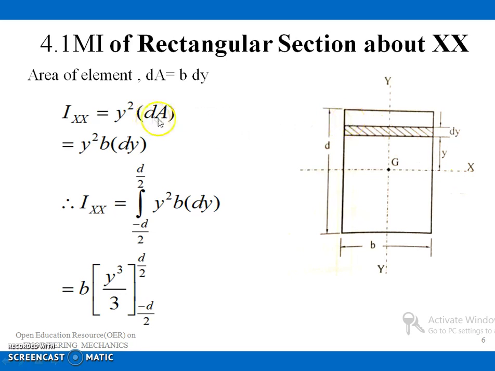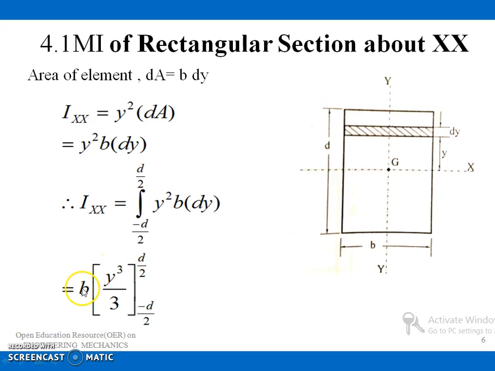So first, I can write the moment of inertia of the small section, that is Ixx is equal to y square into dA. What is dA? It is b into dy. Now I am integrating this with respect to the limit minus d by 2 to plus d by 2. That is Ixx is equal to integral minus d by 2 to plus d by 2 y square b into dy.